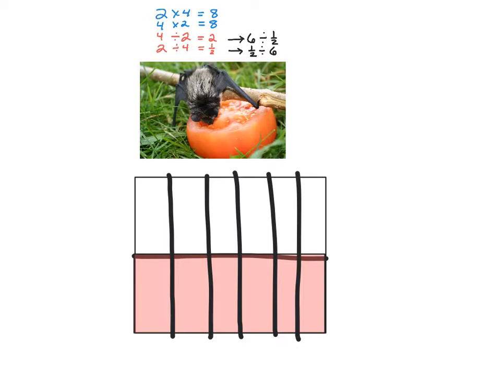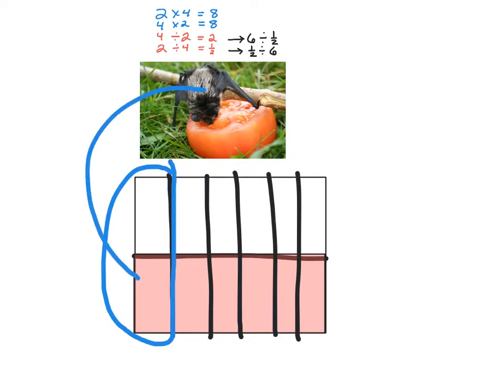Okay, here we go. So now we're thinking that each of these bats, and here's Benjamin, they each get one of these pieces, right? So let's say that this piece right here, I'm going to circle it in blue. This piece right here is good old Benjamin's piece of the tomato that he gets to eat, right? So he gets this one piece here, right?